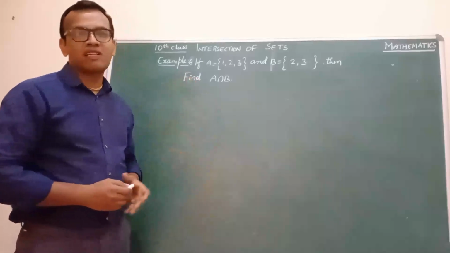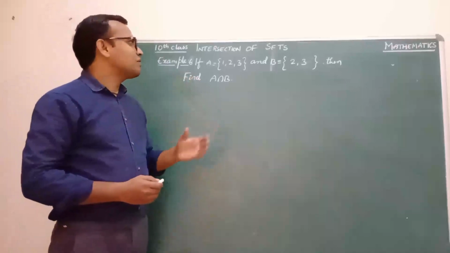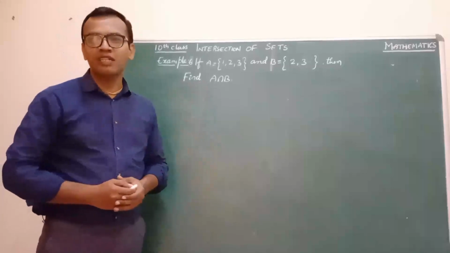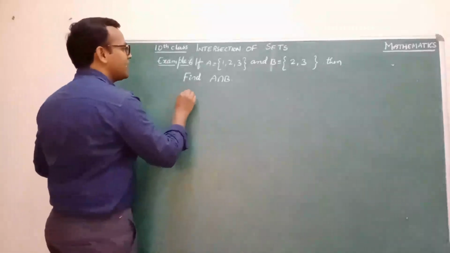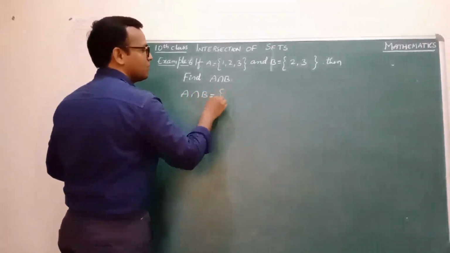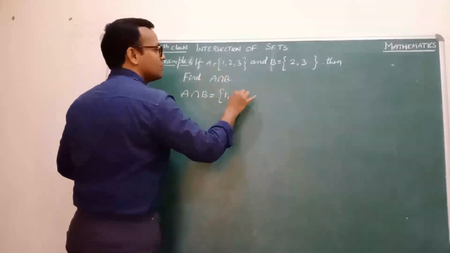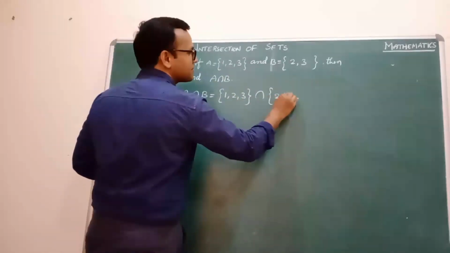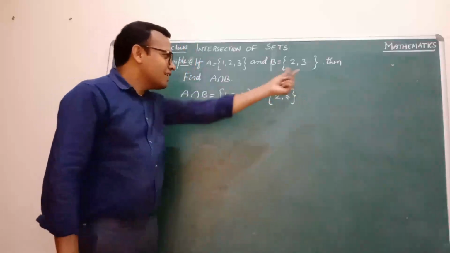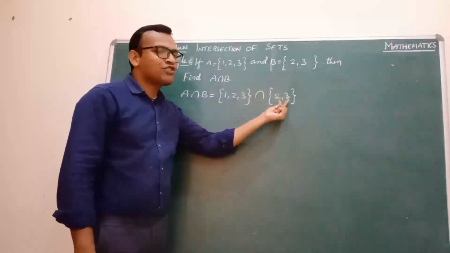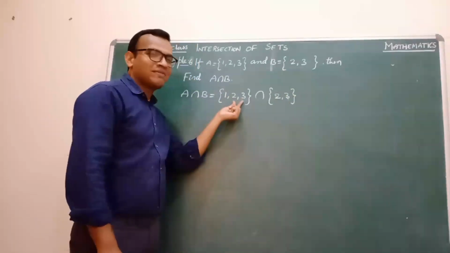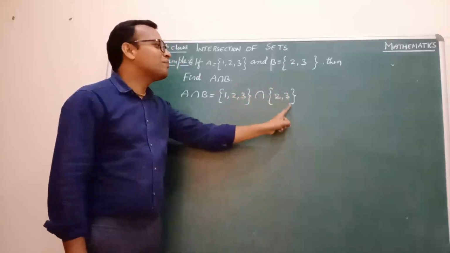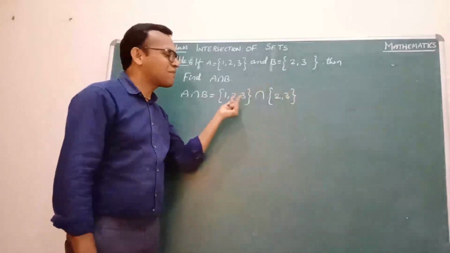Here is one more question. Now set A is equal to the set of 1, 2, 3 and B is equal to the set of 2, 3. Then find A intersection B. Okay, let me find A intersection B. A is the set 1, 2, 3 intersection B, and B is the set of 2 and 3. Now let's see here, the set B contains the elements 2 and 3 which are already there in A. Means every element of set B is an element of set A. That means B is a subset to A.